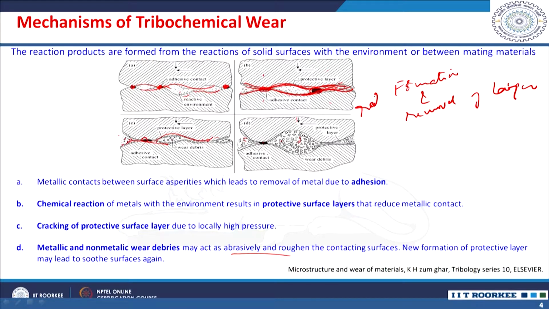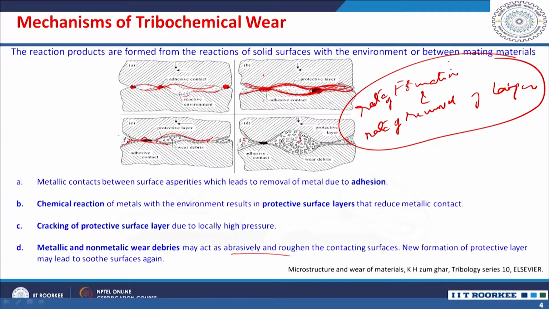So, the rate of formation or the rate of removal of this layer actually dictates whether the tribochemical wear is beneficial or not, right. If the rate of formation of this tribochemical layer is more than the rate of removal of this layer, then you have a protective surface, so the wear is reduced. If you have the rate of removal more than the formation, you have material removal continuously, so you will have a larger amount of material removal. So, the tribochemical wear is not beneficial, or the formation of such tribochemical layer is not protective.